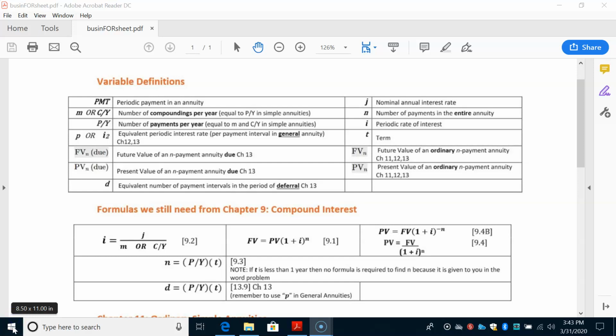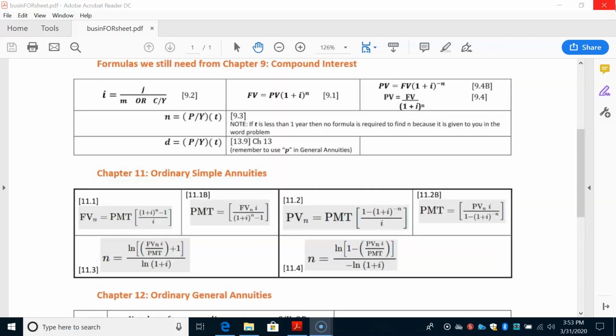Oftentimes, a person will look at a problem and be frustrated. What formula do I use? Of course you're frustrated because you need to prepare for which formula to choose. Before you even begin the question, you need to start to prepare. You need to ask yourself, is this an interest question or an annuity question?